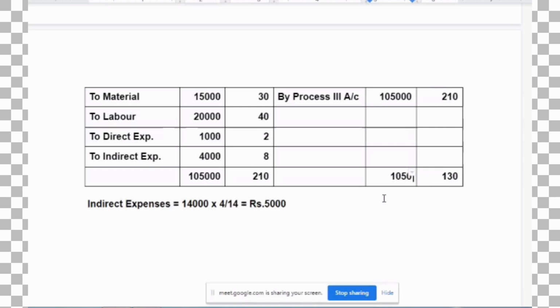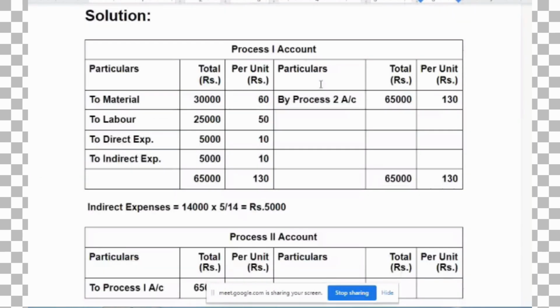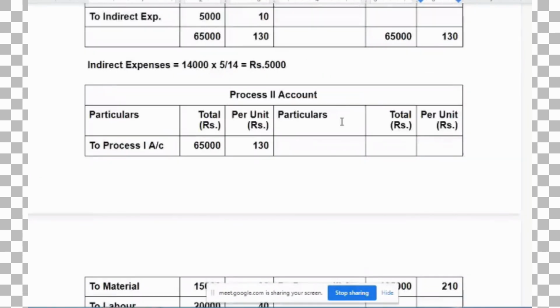1,05,000 divided by 210. So this is your process 2 account. This way your process 2 account is also ready. Clear? Hope you have no queries. Process 1 account, process 2 account.